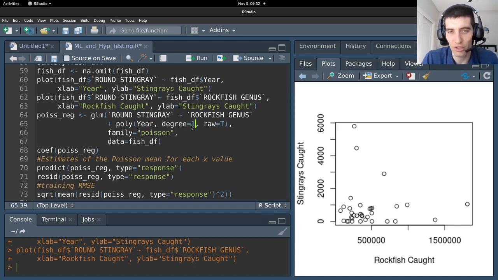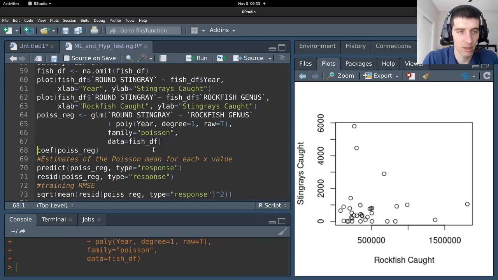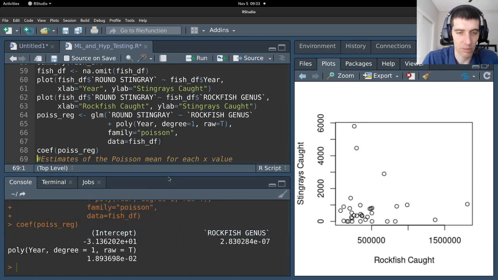But I've built this code here so I can play around and say, okay, what happens if I use a second degree polynomial in year? Does it help me? Okay, so I'll just leave it as it is. So this is round stingray as a function of rockfish genus and year. In GLM, I'm going to do family equals Poisson. That does Poisson regression for me, and again, I specify my data just like in the LM model. Here are the coefficients of my Poisson regression model.